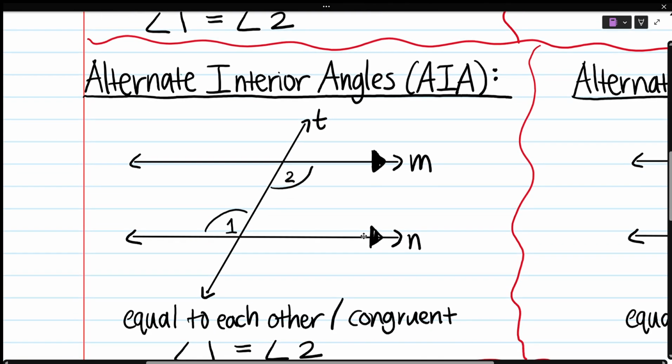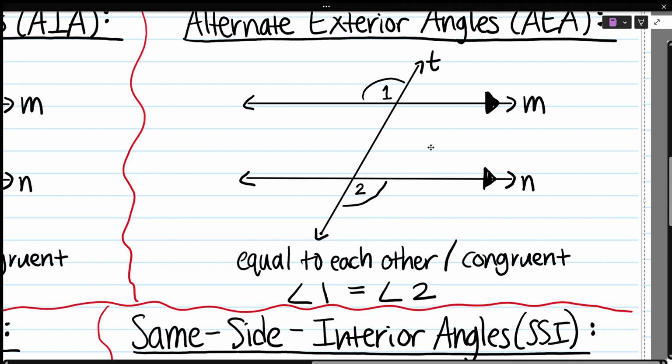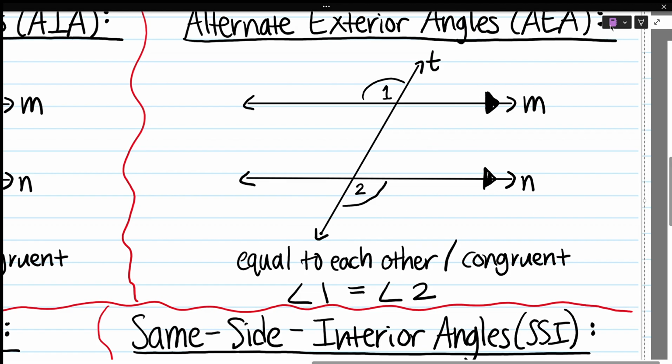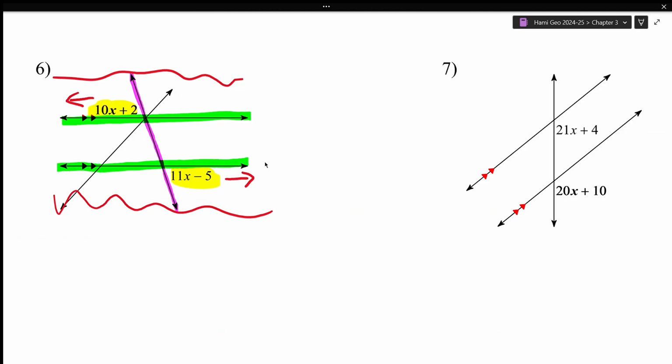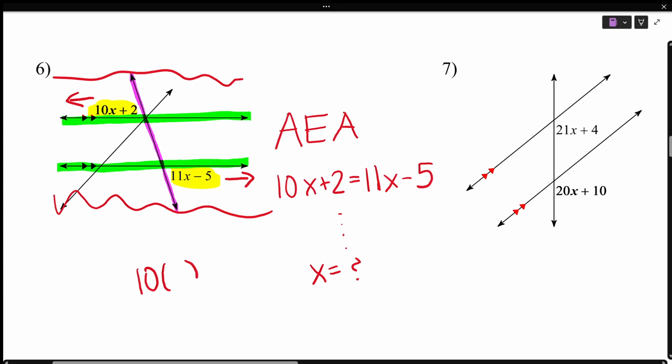Alternate interior and alternate exterior is right here, right? It kind of looks like this. It just has some extra lines. They're equal to each other. Cool. Okay, so how we're going to solve this? This is AE, exterior for outside. Set them equal to each other. Right, and then solve for x. X equals what? Plug it back in. 10 times what? Plus 2 is equal to your answer.